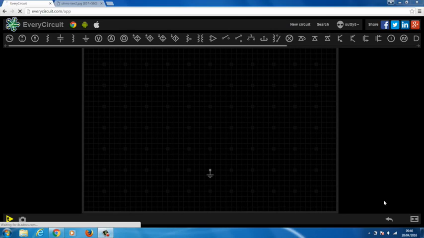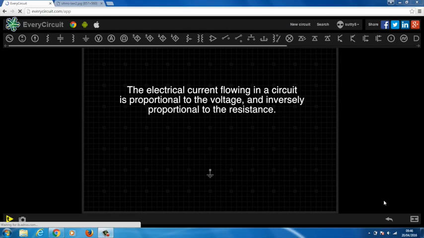So, what is Ohm's law? Well, Ohm's law states that the electrical current flowing in a circuit is proportional to the voltage and inversely proportional to the resistance. And that may be confusing. So, we can do a visual demonstration to put those words into a visual picture. And we'll do that now.